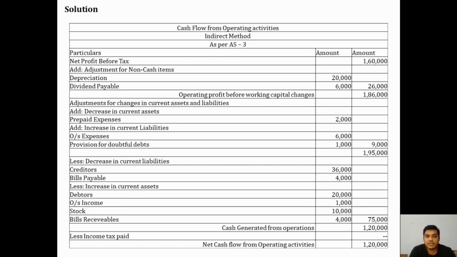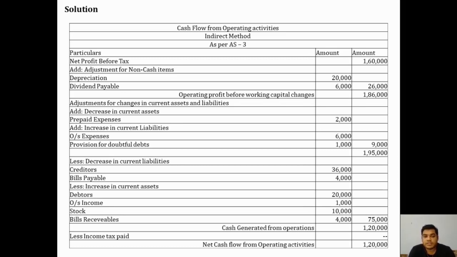Now here comes adjustments for changes in current assets and current liabilities. Here we are adding decrease in current asset. Only one current asset is there whose value has been decreased. So we are adding prepaid expense. That is the prepaid expenses whose value is decreased by 2,000. So we are adding back. As well as we are adding the current liabilities whose value are increasing. That is from opening till closing the value has been increased. That is we have created that. There are 2 such current liabilities, that is outstanding expenses as well as provision for doubtful debts. We have added rupees 6,000, 1,000 respectively. So altogether this 2,000 plus 6,000 plus 1,000 will amount to 9,000. That 9,000 is added back to operating profit before working capital changes. That is 1,86,000 plus 9,000. So the total will be 1,95,000.